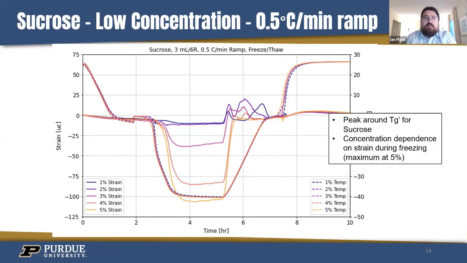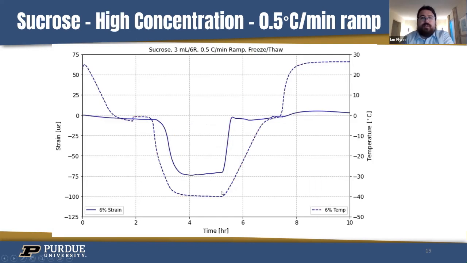So the main takeaways we can give from these low concentration studies is we're seeing a peak around the glass transition for sucrose, and there's a concentration dependence on strain during freezing. So as our concentration is increasing, our strain is increasing during this cold period. But then as we go into higher concentrations, so going to 6% sucrose now, we start to see a little bit of a reversal in the trends that we already saw.